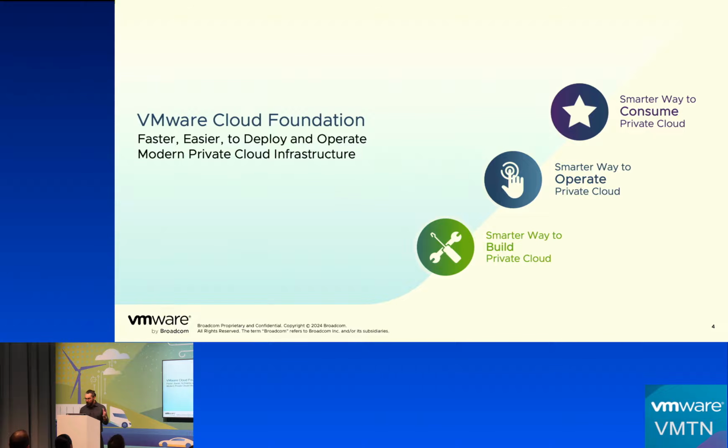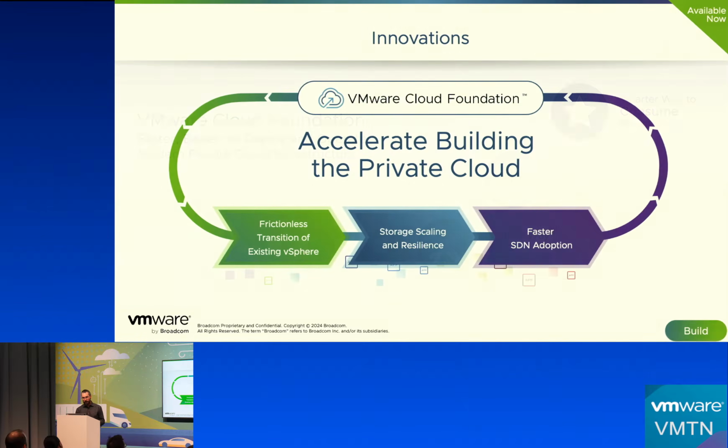So when we think about how we build, and we'll talk about some of the innovations that we did here, it's about what we're doing to make it easier to build, what we're doing to make it easier to operate, and what we're doing to make it easier to consume, while making sure that things are still secure and still operating in that public cloud way on your own terms, on your own hardware. So let's talk about build real quick.